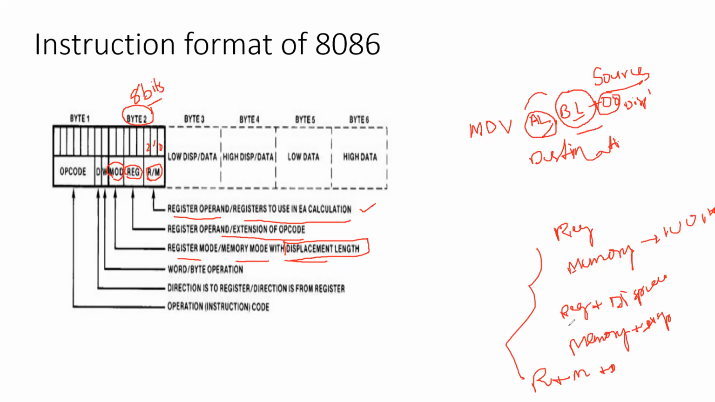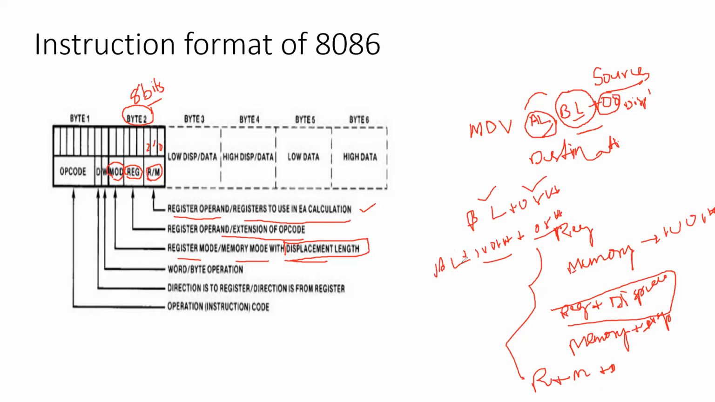What is register plus displacement? BL plus some 08H. This is what is called register plus displacement. What is memory plus displacement? 1001 plus some 08H. This is the memory and this is the displacement. This is what is called memory plus displacement. And register plus memory plus displacement is like this.